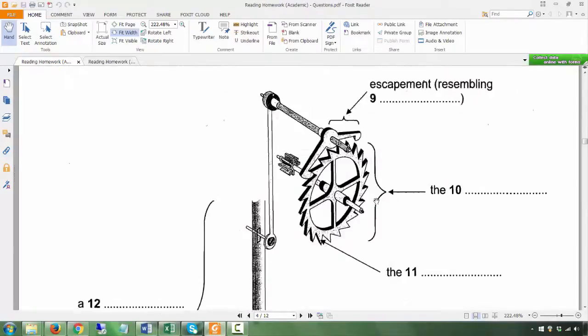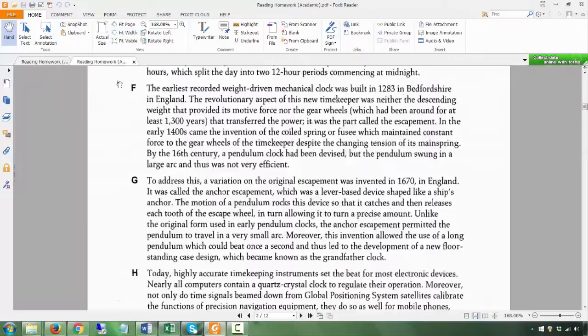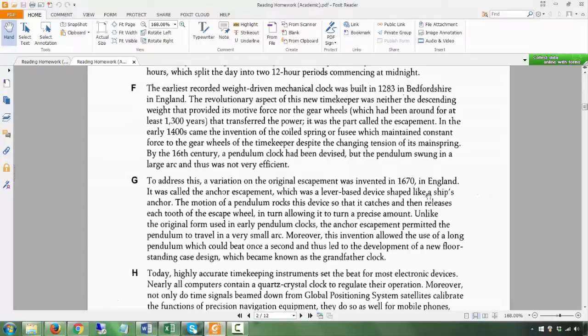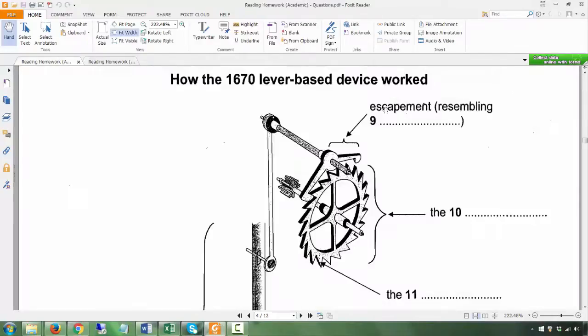So what is 9? Escapement resembling. I think it's all going to be here. A variation on the original escapement was invented. It was called the anchor escapement, which was a lever-based device shaped like a ship's anchor. Do you see this? Resembling. What does resemble mean? A test of your understanding of different words and their meanings. The verb resemble means to look like. So when it says shaped like a ship's anchor, it should be a ship's anchor.